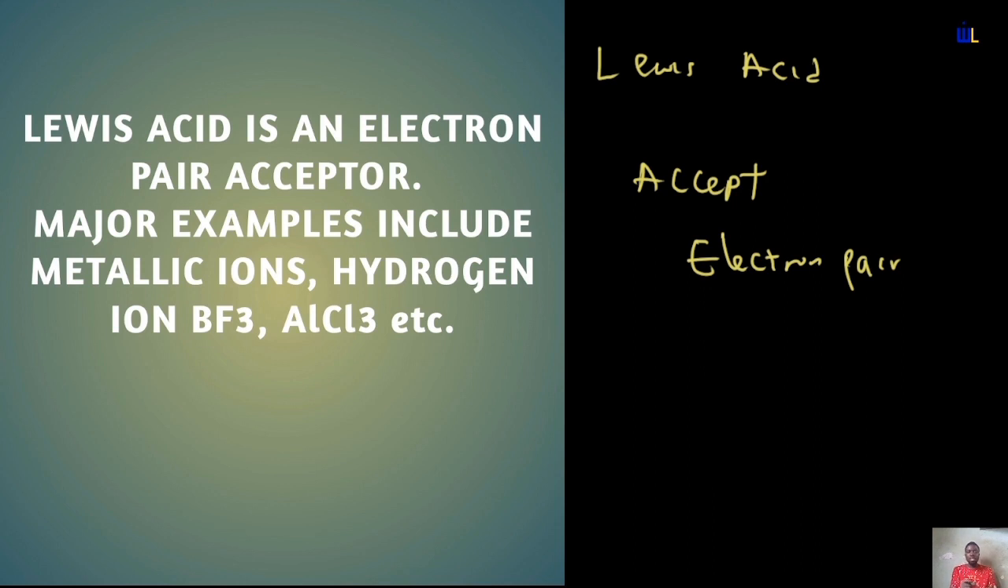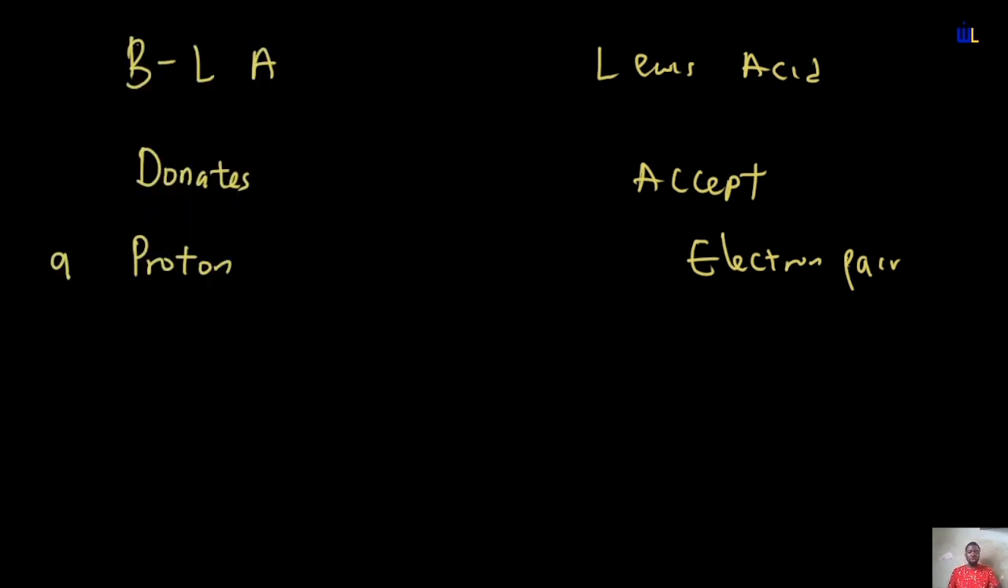A Lewis acid is an electron pair acceptor. When we talked about the Bronsted-Lowry acid, it was based on the proton, and we said that a Bronsted-Lowry acid is a proton donor. But in this case, a Lewis acid is an electron pair acceptor. Now, I think you can actually guess the definition of a Lewis base based on what we just said. Since a Lewis acid is an electron pair acceptor, the Lewis base would have to be the electron pair donor. And what does this mean? Before you consider a substance to be a Lewis base, it must possess electron pairs.